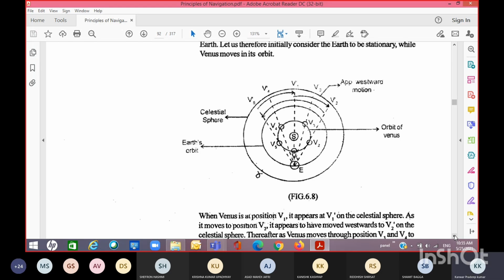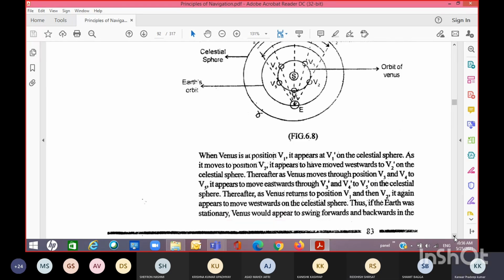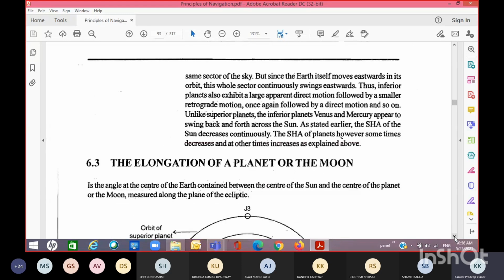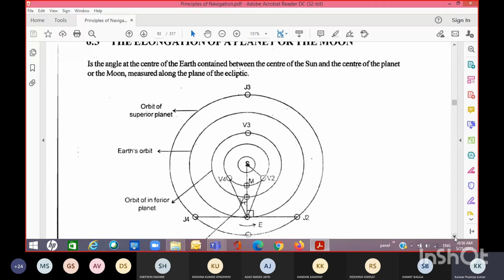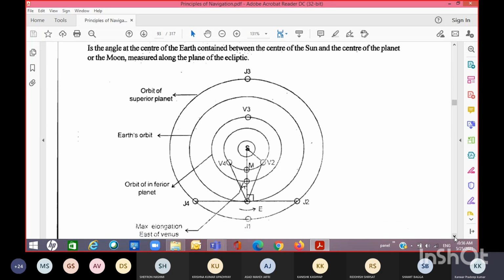Have you understood this movement of Venus? Because this is important to understand the next topic. Okay. The elongation of a planet or the moon. What is elongation of a planet? See the definition. It is the angle at the center of the Earth contained between the center of the Sun and the center of the planet or the moon, measured along the plane of the ecliptic.